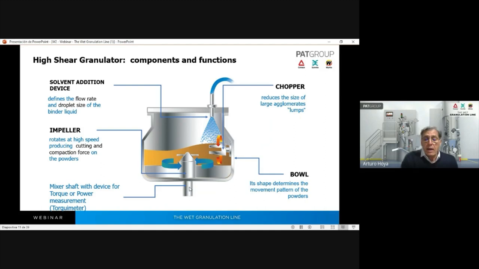the power, that will give us the possibility to detect precisely the end point of the granulation.